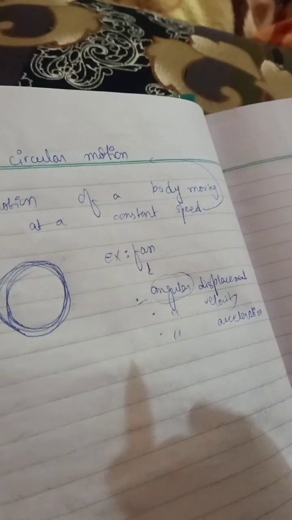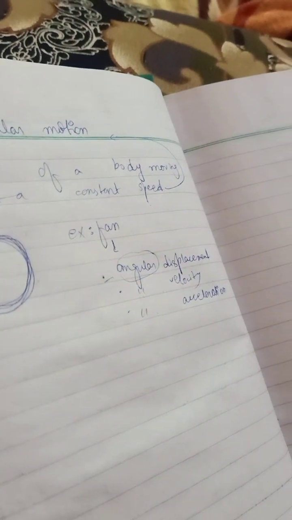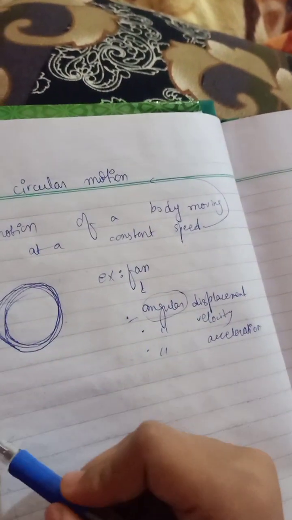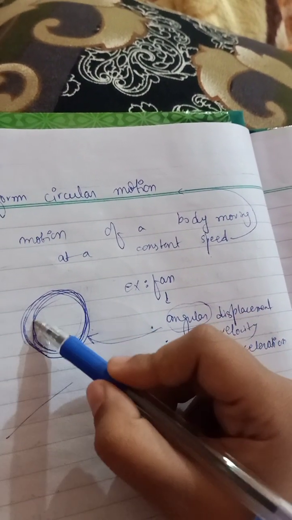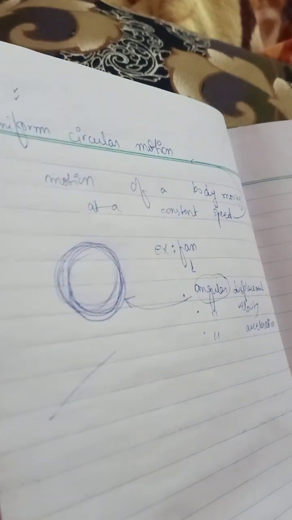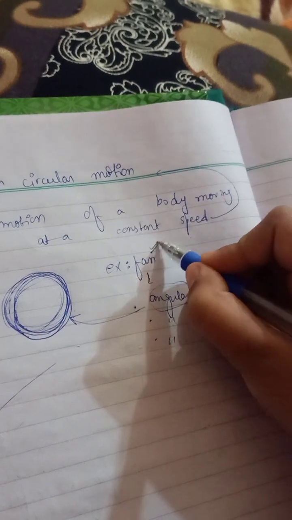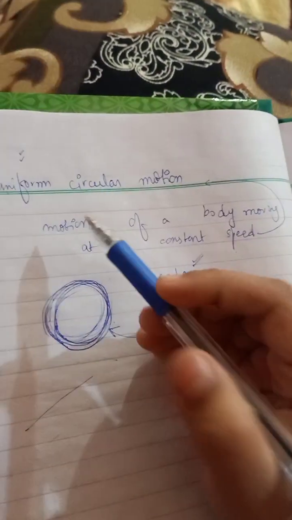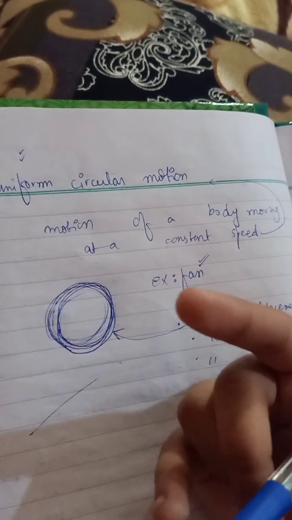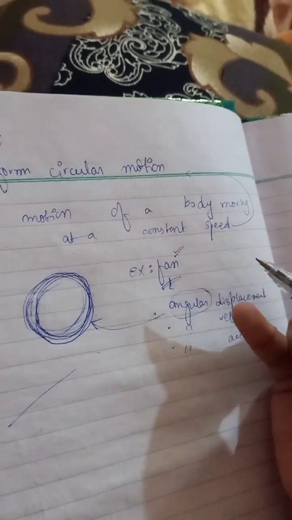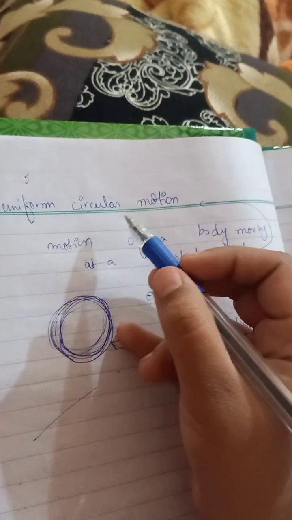In the previous chapter we discussed linear displacement, linear velocity, linear acceleration. That was not a moving body, that was linear. But here we are talking about angular because the body is moving in a circle. You can take the example of the fan too. Uniform circular motion means a body is moving at a constant speed. A fan is moving at a constant speed, and it moves in a circle, so that is an example of uniform circular motion.